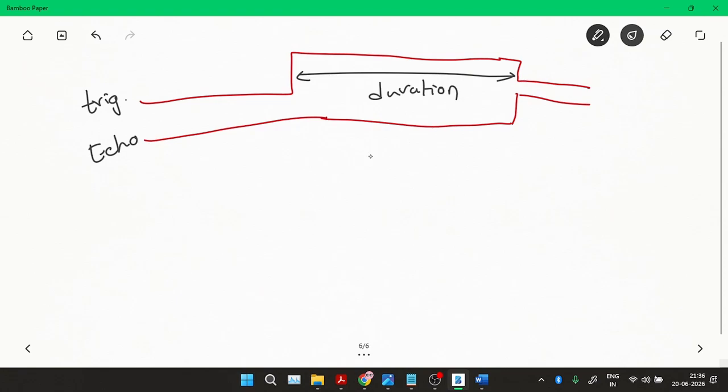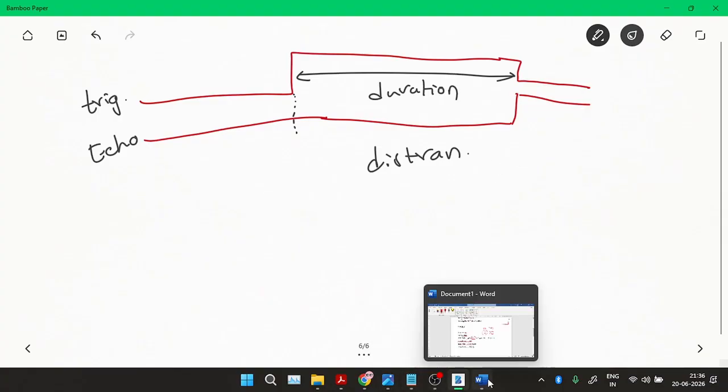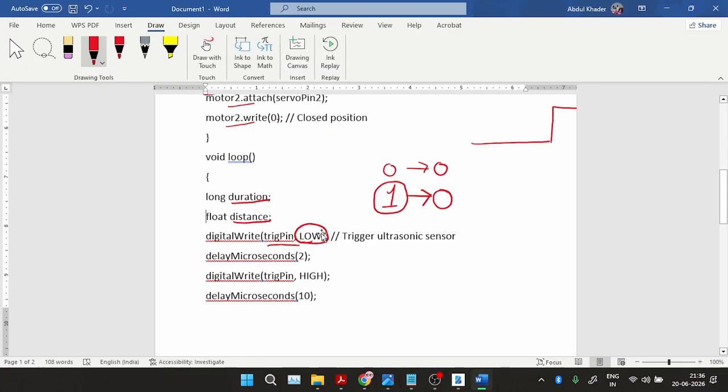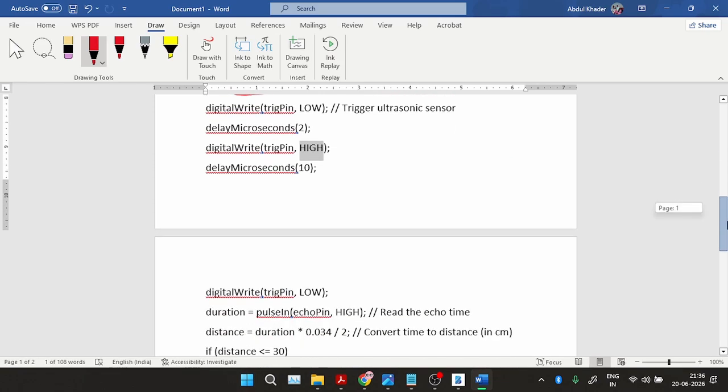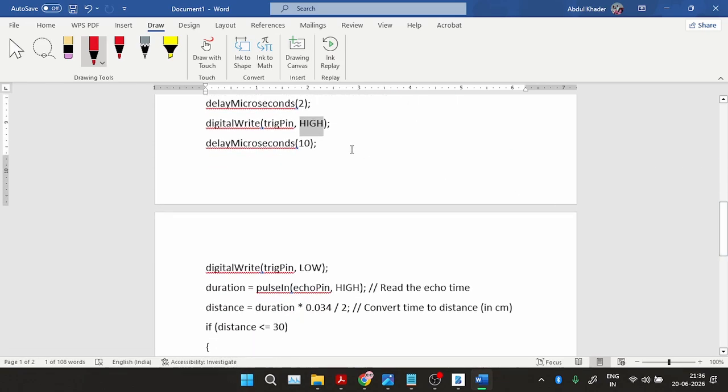This duration is used to calculate your distance. For that, my trigger has to be correctly 0 before sending the sound waves outside of the ultrasonic sensor. Whatever the previous state is, that should become low. So I'm going to make that trigger pin low. Then after 2 microseconds of delay, I make the trigger pin high again, so that I can start the calculation of the time duration for receiving an echo.